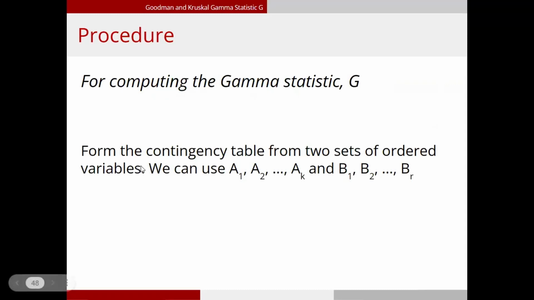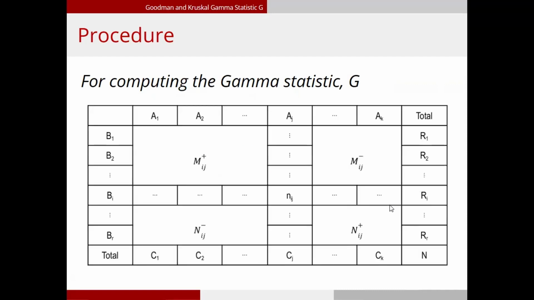we start by forming the contingency table from two sets of ordered variables. We can use a sub 1, a sub 2, all the way up to a sub k, and b sub 1, b sub 2, all the way up to b sub r. So the table should look like this. We have an r by k contingency table. So you would notice here the sum of frequencies that were just discussed.